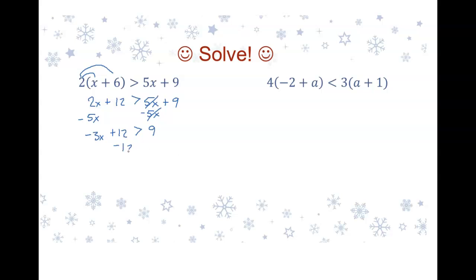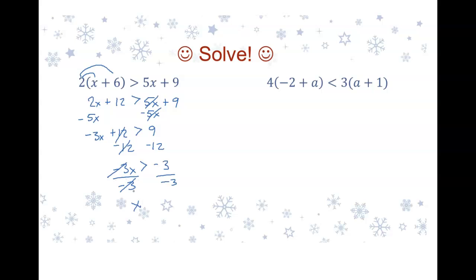Now I subtract 12 from both sides. I get negative 3x is greater than, 9 minus 12 is negative 3. And then we divide both sides by negative 3. That's our last step. We do the inverse operation of multiplication. So these negative 3's are going to cancel, and I just get x on the side.